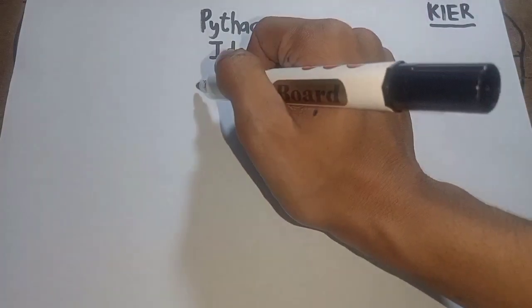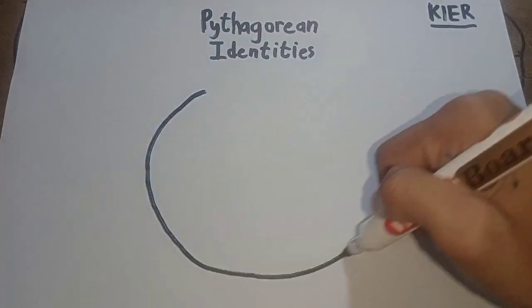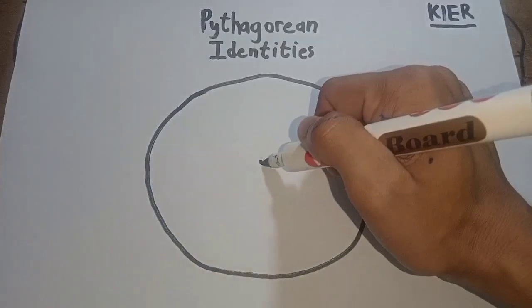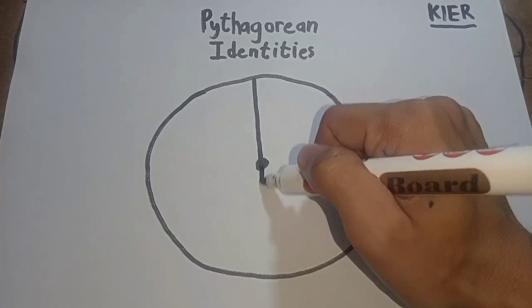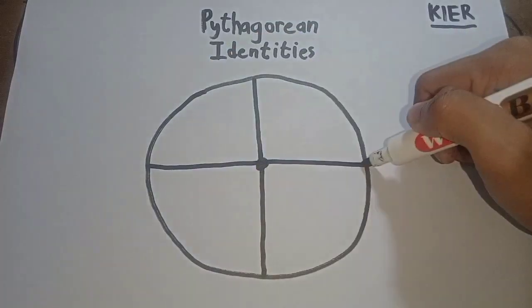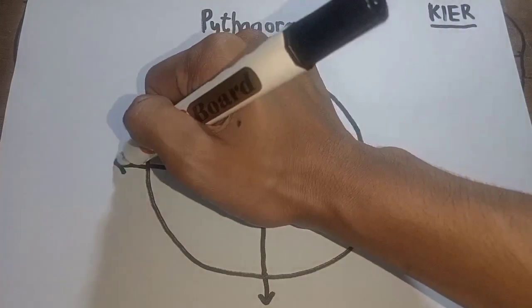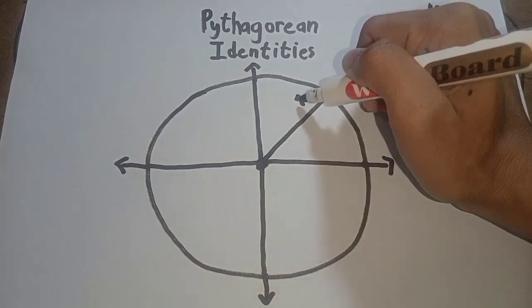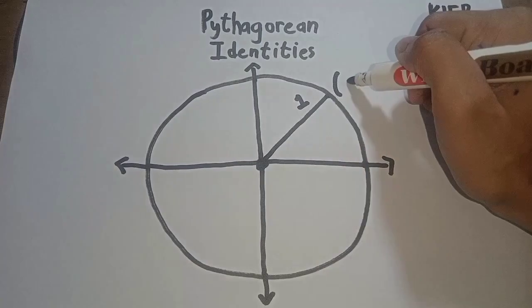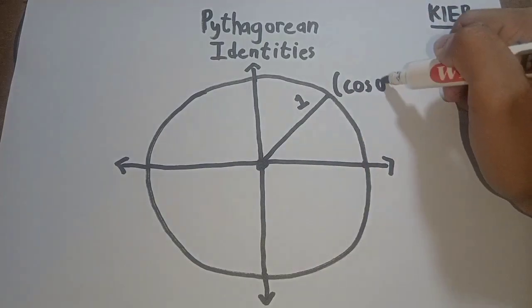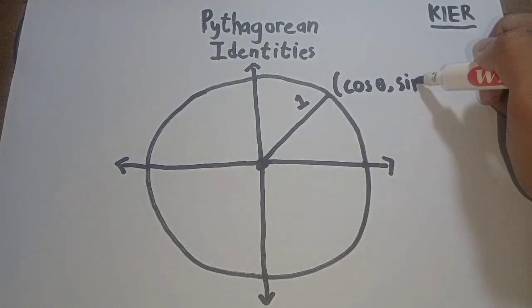Let's get started. The Pythagorean identities are foundational in trigonometry. They originate from the Pythagorean theorem applied to the unit circle. Let's derive two main Pythagorean identities. Let's draw a unit circle first. Consider a point on the unit circle which has a radius of 1. The coordinates of any point on the unit circle can be represented as cosine theta and sine theta.